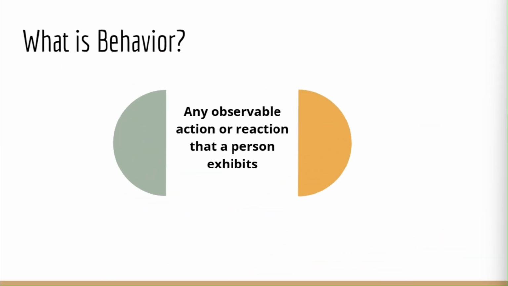Let's start with the basics. What is behavior? Behavior is anything we say or do. It includes talking, crying, running, asking for help, hitting, hugging, anything observable. In ABA, we like to challenge what is and what is not a behavior by using what we call the dead man's test. If a dead man can do it, then it is not a behavior.